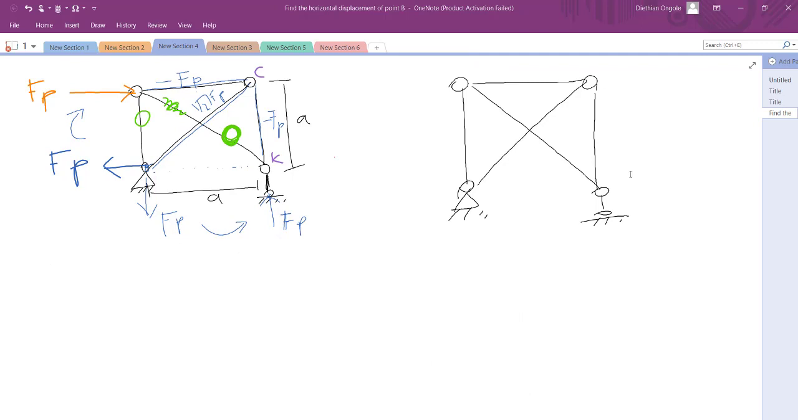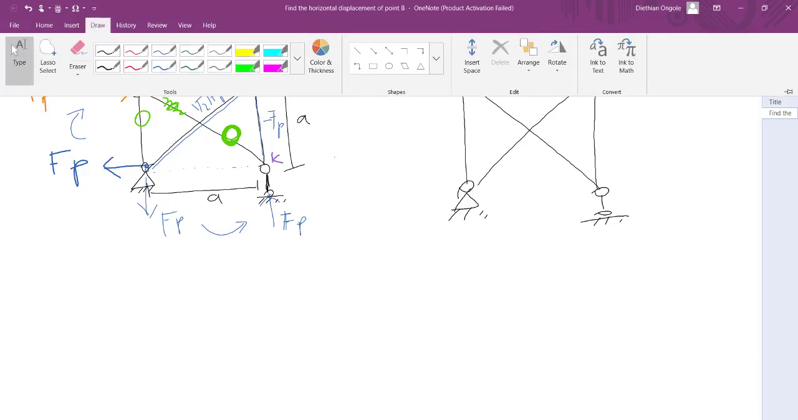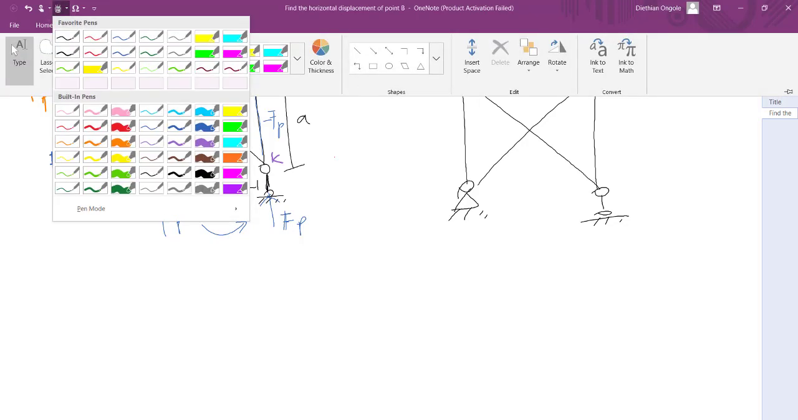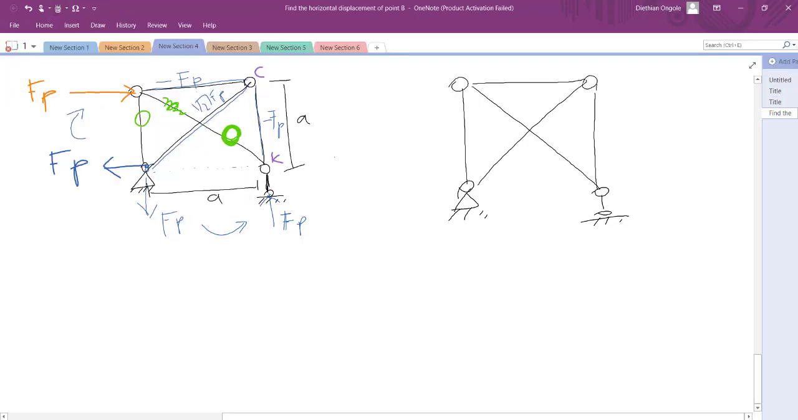So next we look at the displacement at point C. For the sake of displacement at point C, we've got to add a unit force at point C. So point C was this upper hinge, so we add Fp equal to 1. Next we find the internal forces on the system due to the action of Fp equal to 1.